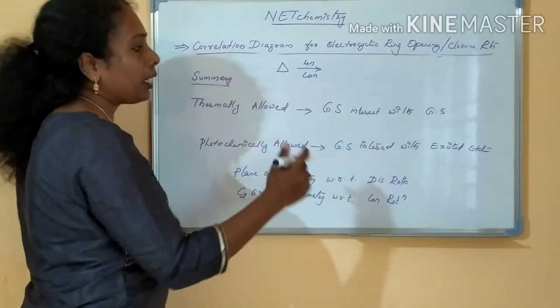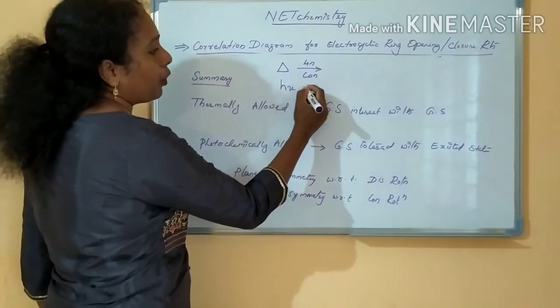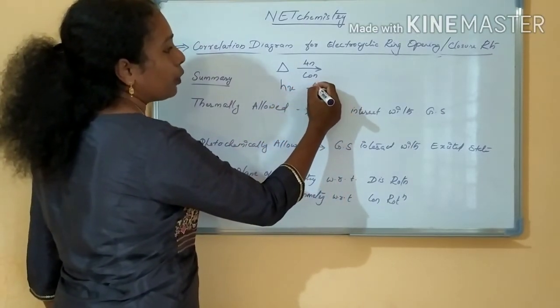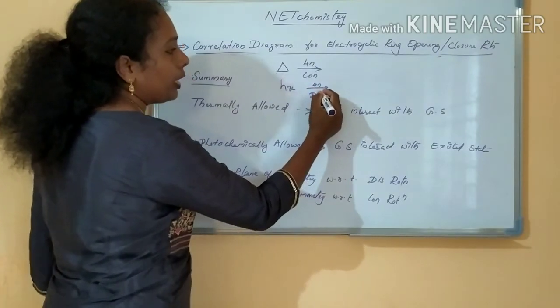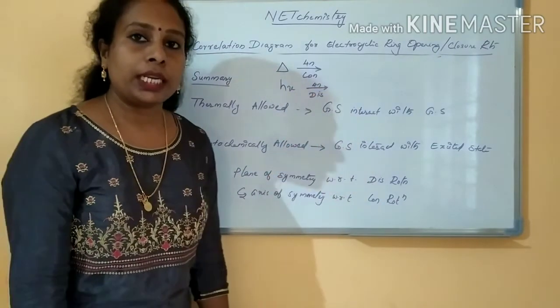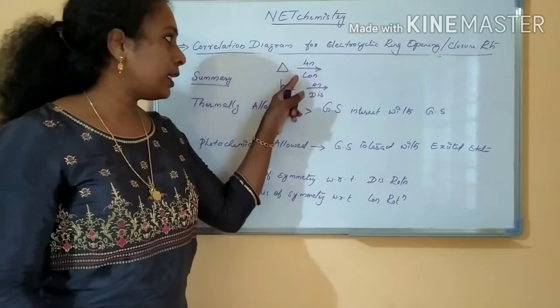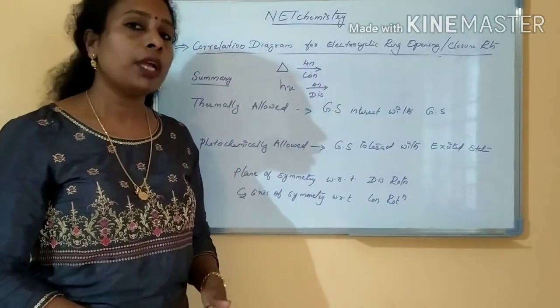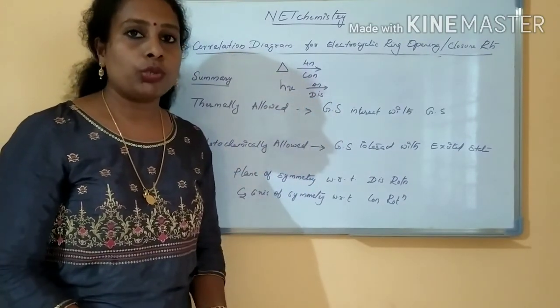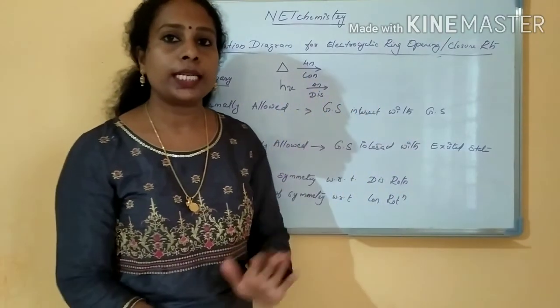From this you have seen that under thermal, delta condition, for a 4n system, the conrotatory mode will give you a symmetry-allowed product, and under photochemical, h nu condition, for a 4n system, the disrotatory mode will give you the symmetry-allowed product, right? This is the same conclusion we made from the Frontier molecular orbital method also. Hope you understand it well.